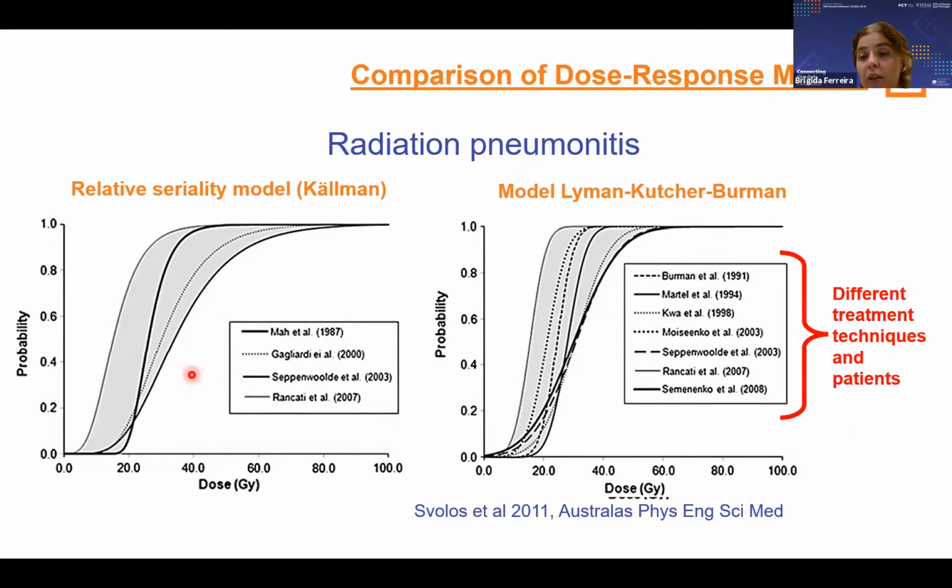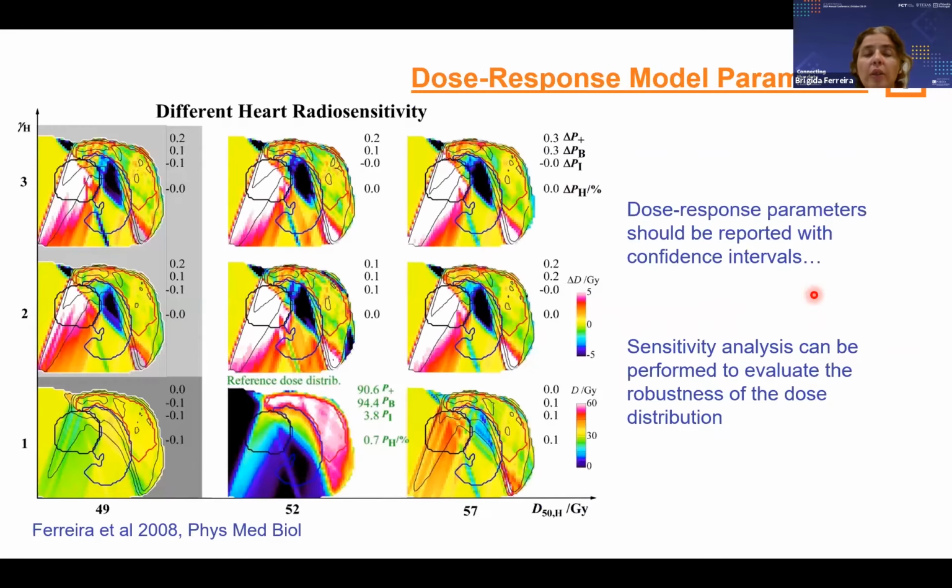Of course, they recognize that here the patients that are being used in the studies are different. So they grouped patients with breast cancer and patients with lung cancer, and the treatment techniques were also different. So when you use different treatment techniques, you are irradiating different tissues, so you may get different responses. So of course, there will always be uncertainties.